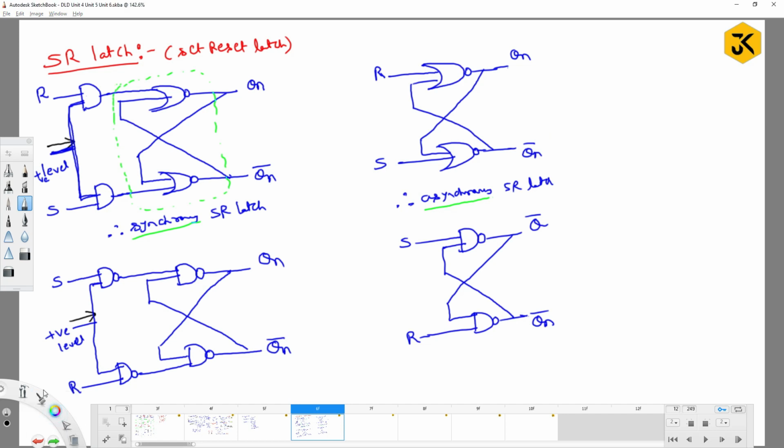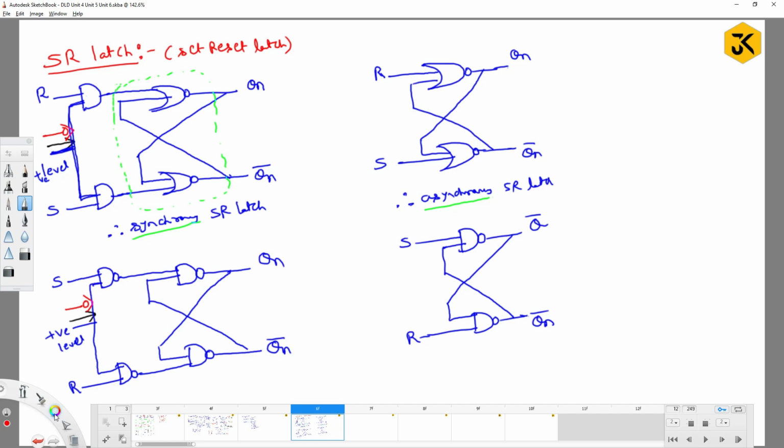For example, I want to have the input. Can I give the input like this? I can give the input like this also. But what is the biggest point? This SR latch or this SR flip-flop is going to work under the negative edge triggering. Right? I can define it like this also.